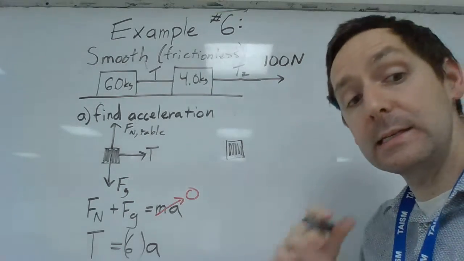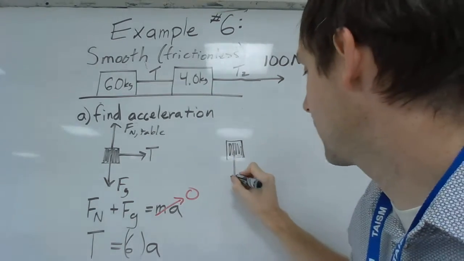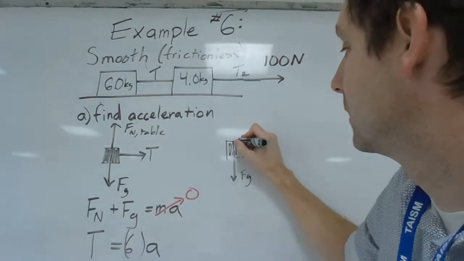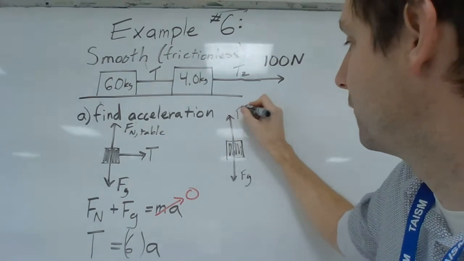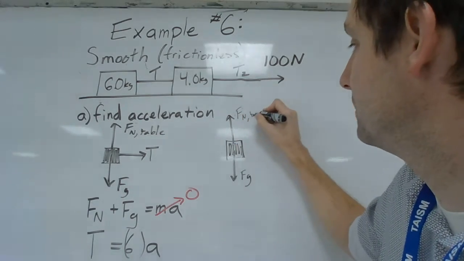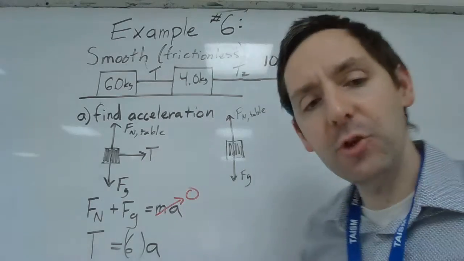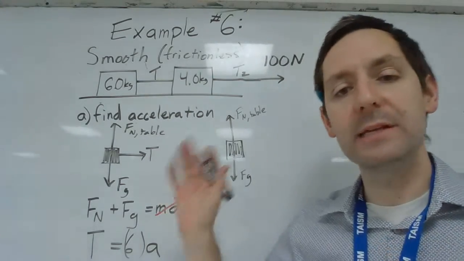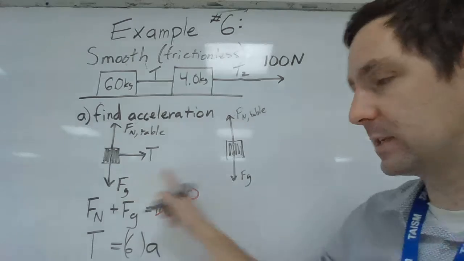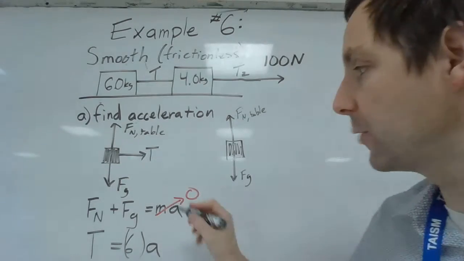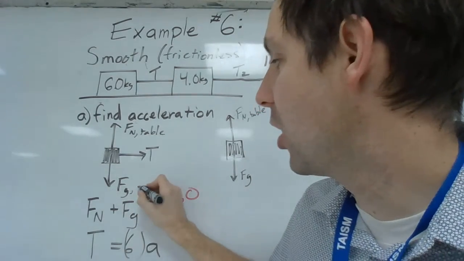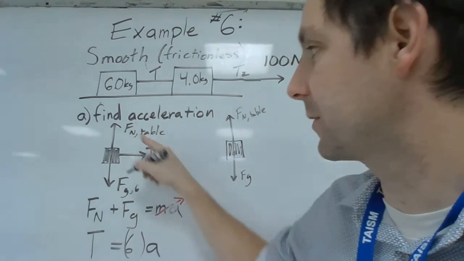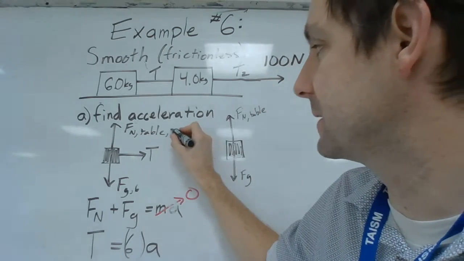So here's my 4 kilogram block. Again, it still has gravity, so I've got the force of gravity. I've got the normal force of the table. Now, if you want, you can label these, recognizing that these are different. You can say, well, this is the force of gravity on the 6 kilogram block. This is the normal force of the table on the 6 kilogram block.